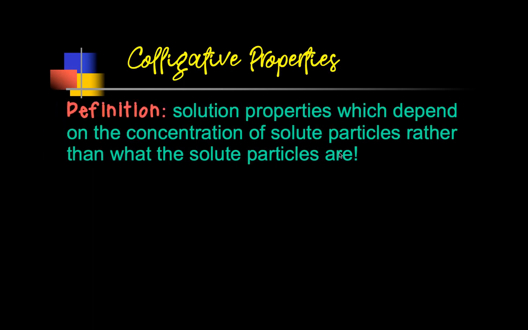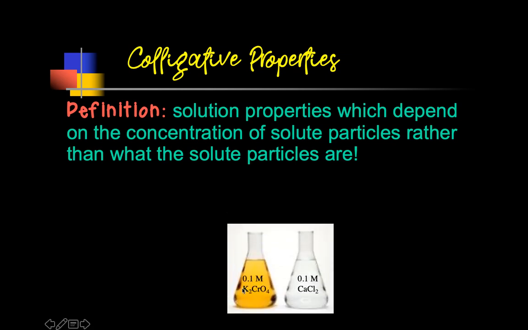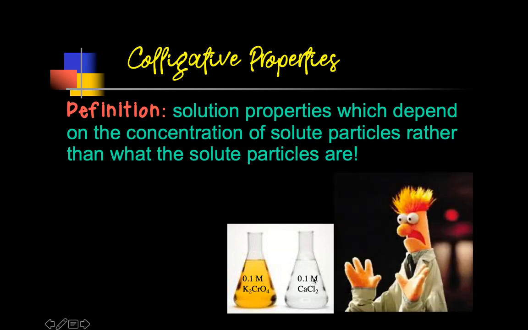Let's get into it. So colligative property, by definition, is a solution property which depends on the concentration of solute particles rather than the identity of it. So the idea here is that it doesn't matter that this is potassium chromate and this is calcium chloride. They would have the same kind of colligative properties because they are both a 0.1 molarity solution.